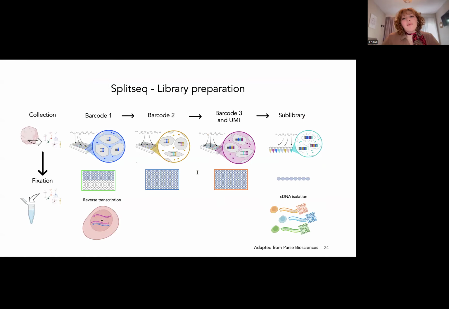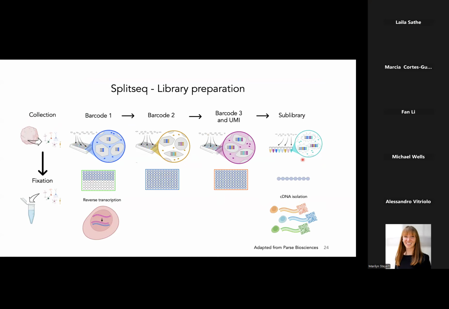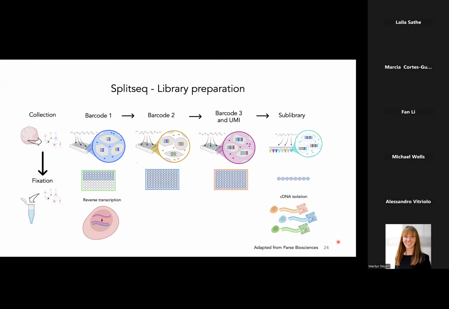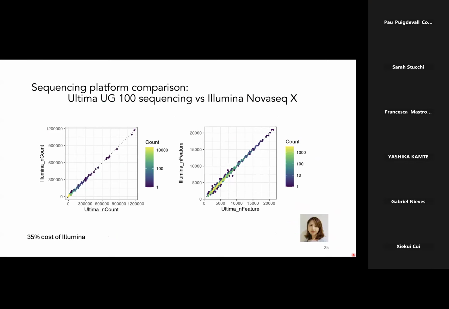So for the library prep, we are using this split-seq method from Parse Biosciences. Briefly, organoids are dissociated and the cells are fixed. Then through several rounds, we add different barcodes, and at the end each cell will have a unique combination of barcodes. The resulting cells are pooled into sublibraries, then their cDNA is isolated and prepared for sequencing. The advantage of this approach is that we can multiplex enormous numbers of cells across many samples in a single run, which is essential at the scale we are working at for this project.